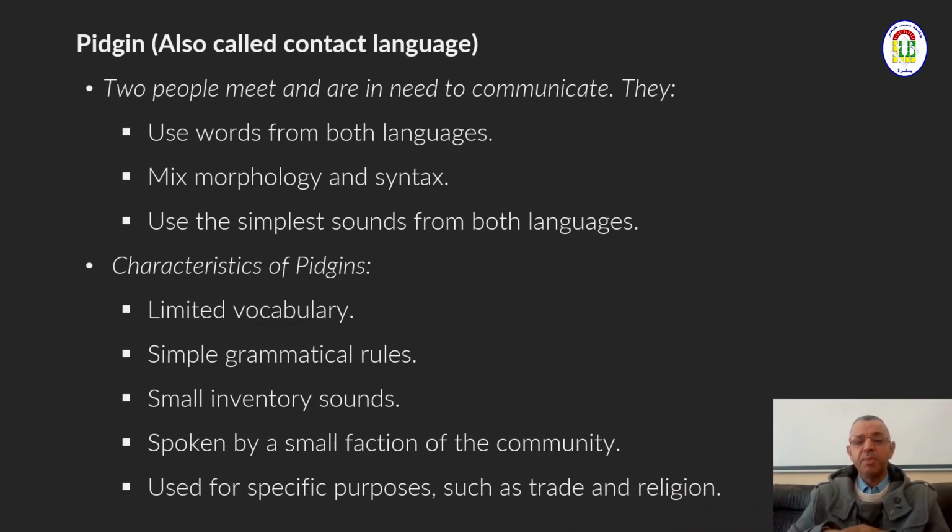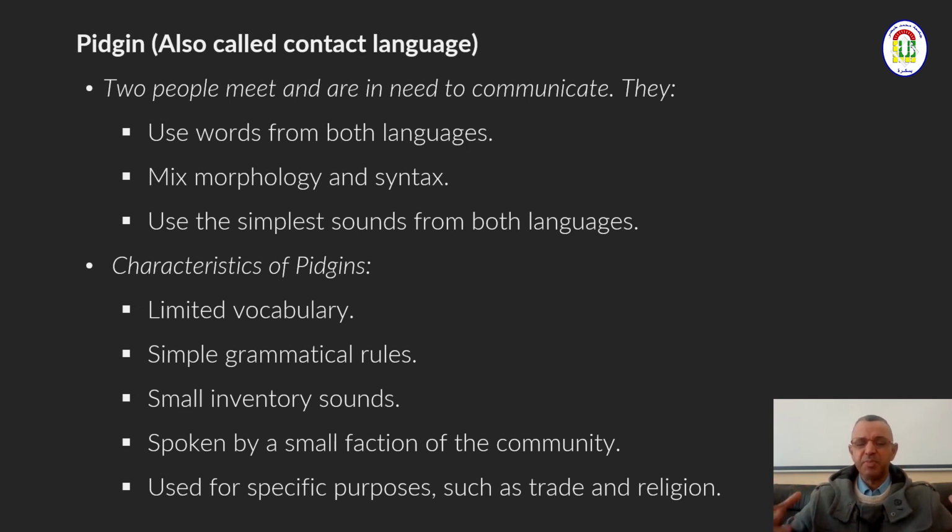Now, let's talk about another outcome of language contact. It has to do with pidginization, and later on creolization. What we mean by pidgin is generally when two people meet and need to communicate. They use words from both languages, mix morphology and syntax, and use the simplest sounds from both languages.